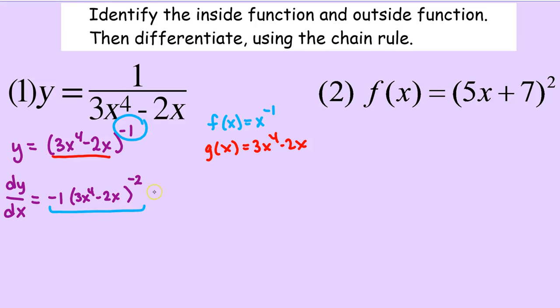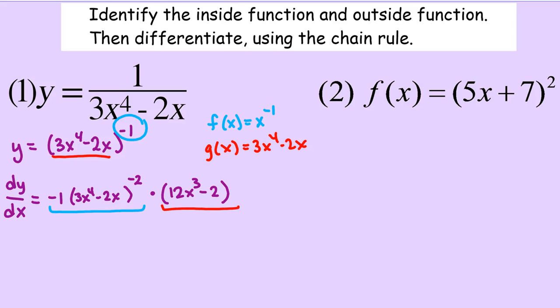Then we're going to multiply it by the derivative of the inside. Sorry, that was hard to say. The derivative of the inside. And to do that, we're taking the derivative of 3x to the fourth minus 2x, and that would be 12x cubed minus 2. Okay, so once we've done that, maybe there's some simplifying to do.